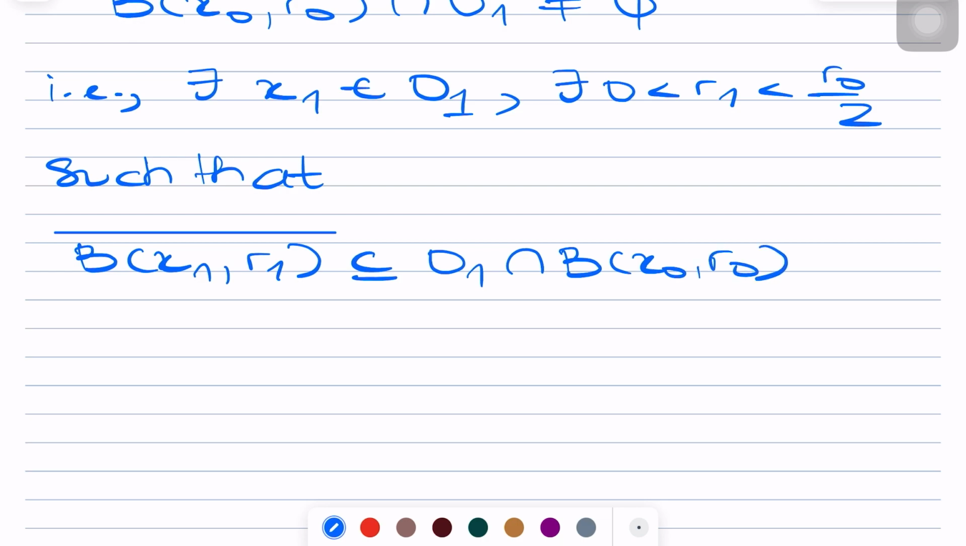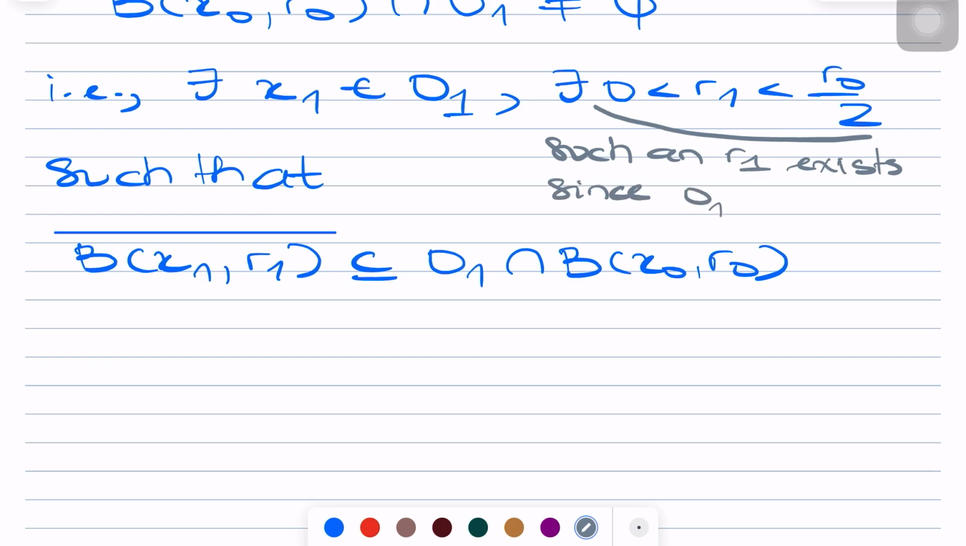Well, you might be wondering where R1 comes from, but let me write it somewhere. So such an R1 exists, right? Since O1 intersected with this ball is open, right? This is open as a finite intersection of open sets, so it's open.